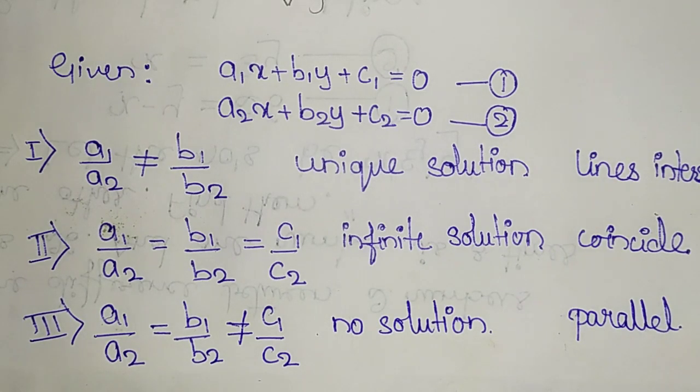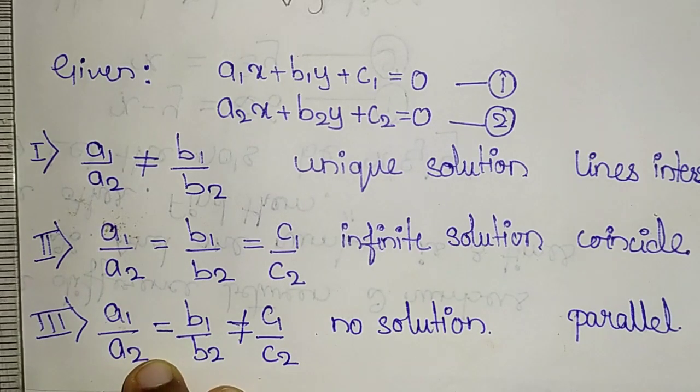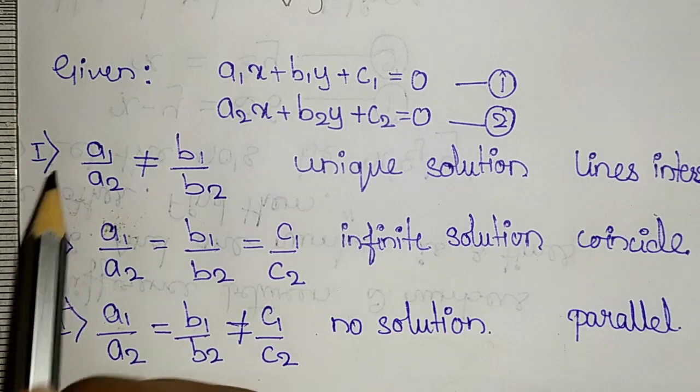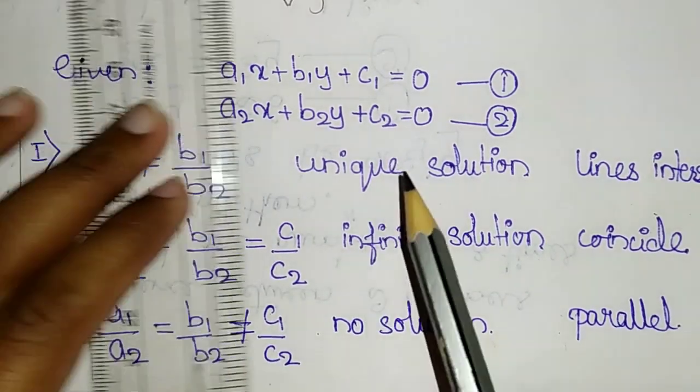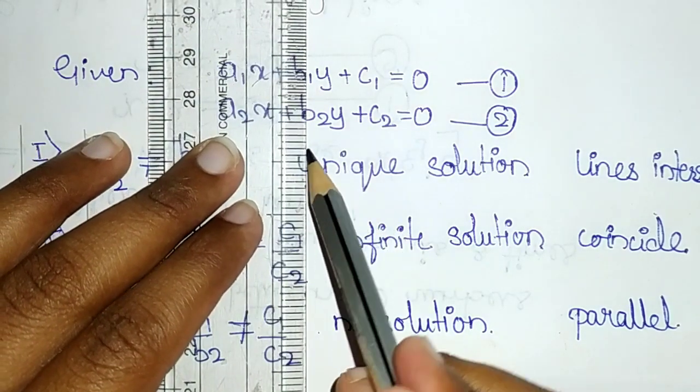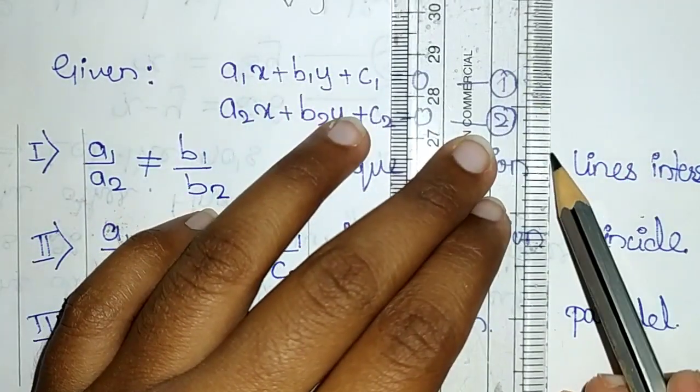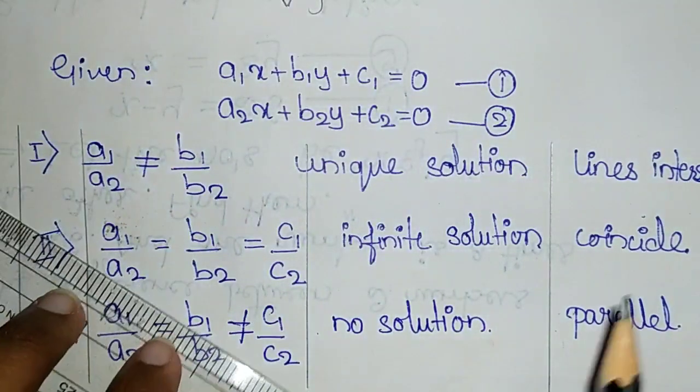So these conditions are extremely important, children. You can directly determine what kind of equations or what kind of solutions your equation will have based on these three conditions without even the need to plot the graph.